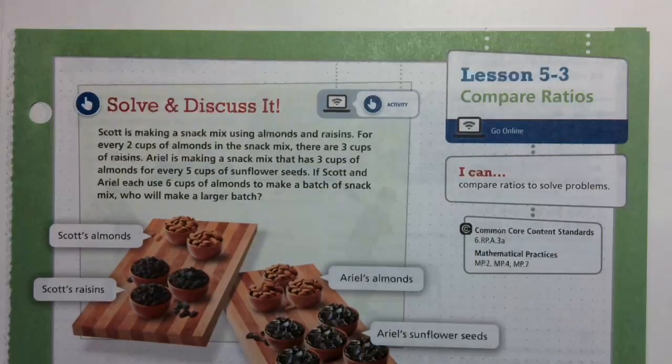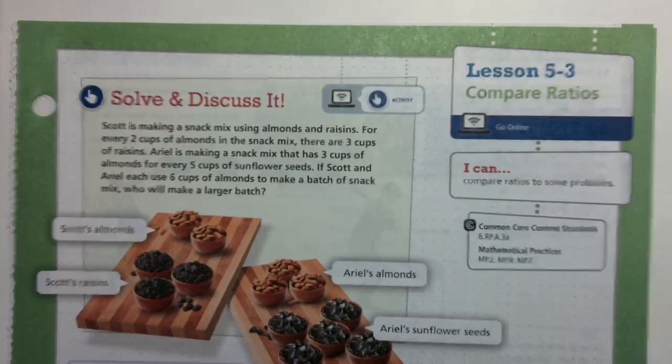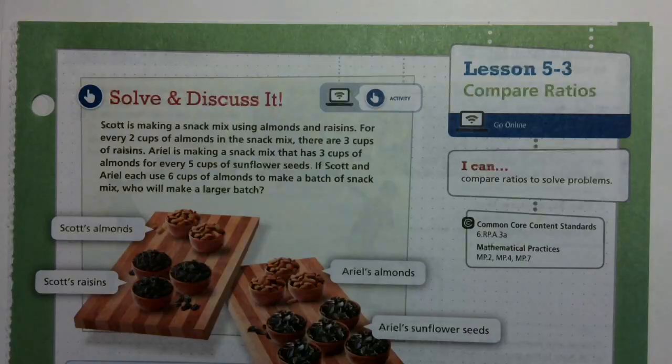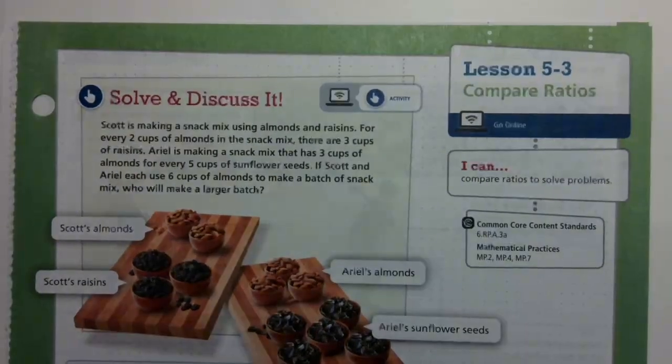Alright students, we're on 5-3 today. We're going to compare ratios. We have been comparing ratios some. You need pages 279 to 283 in your book, and I'll give you a minute to find that. And you have a vocabulary and a reteaching page that you're going to work on today also.